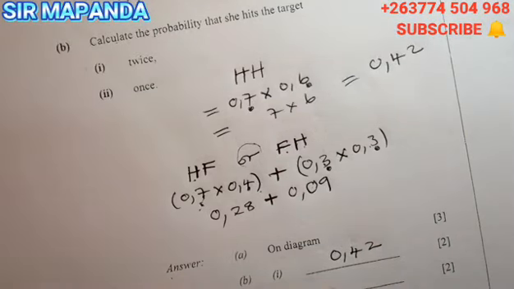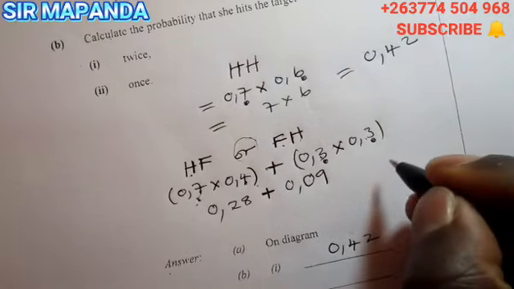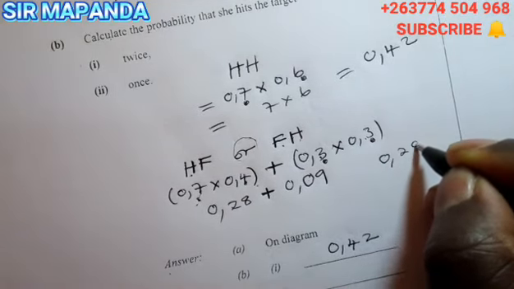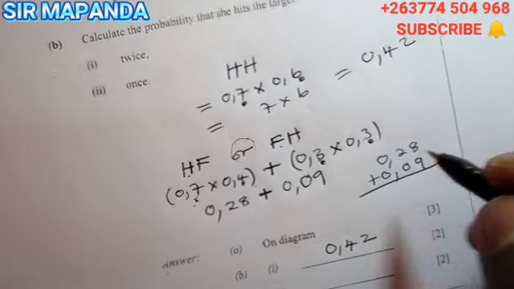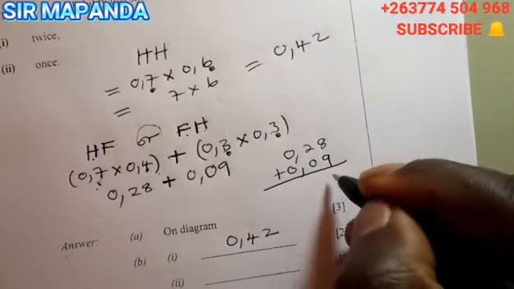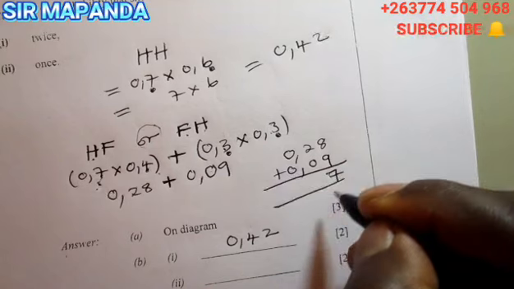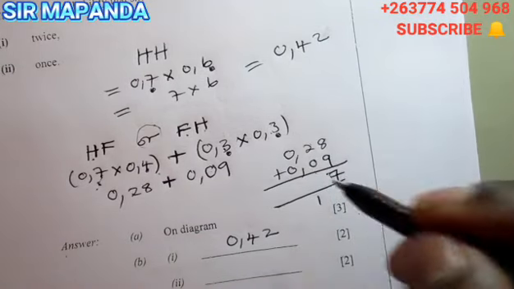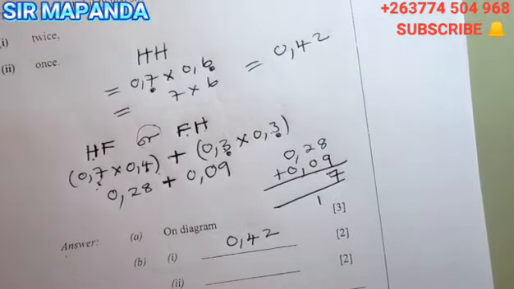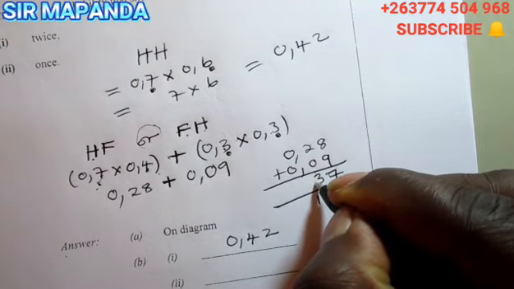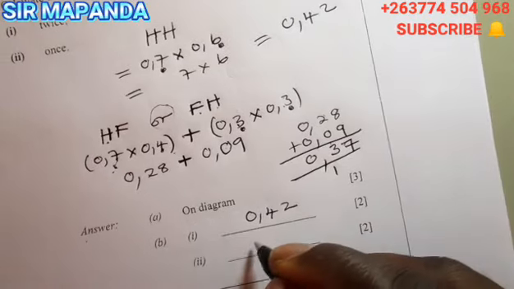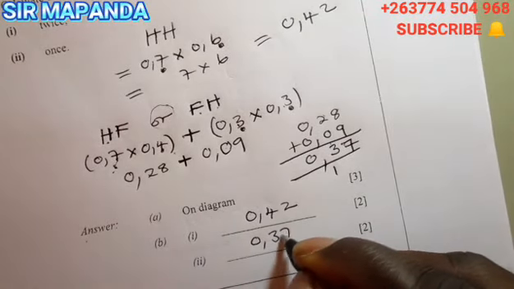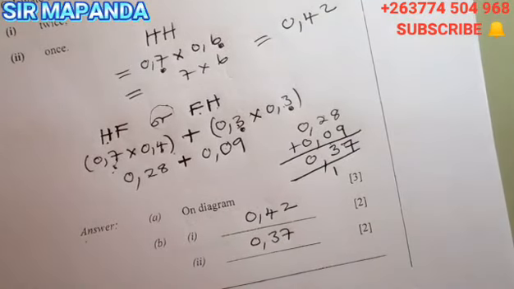Right. So it is now a mere addition of the 2 probabilities. 0.28 plus 0.09. What do you get? 8 plus 9, you get 17, right? Carry 1. 2 plus 0, you get 2, plus 1, 3. Then you put a comma and a 0 like this. So your final answer is 0.37. Then you are home and dry.